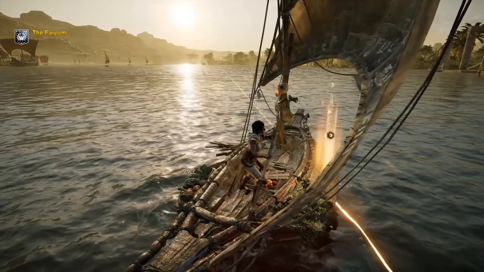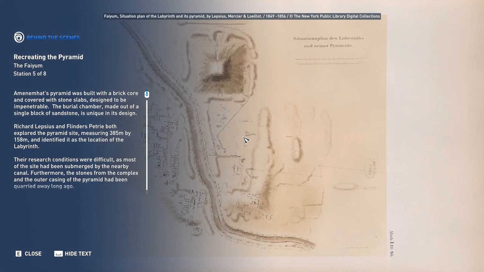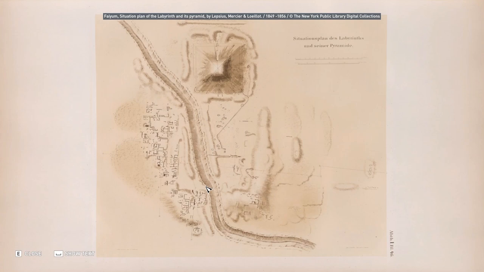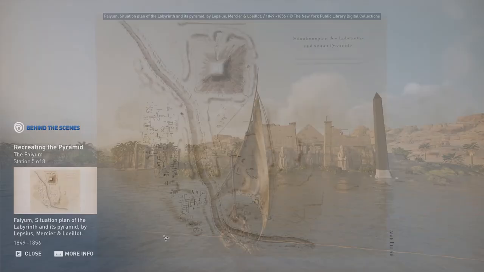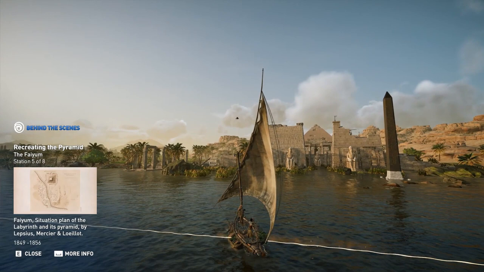Amenemhat's pyramid was built with a brick core and covered with stone slabs designed to be impenetrable. The burial chamber, made out of a single block of sandstone, is unique in its design. Richard Lepsius and Flinders Petrie both explored the pyramid site, measuring 385 meters by 158 meters, and identified it as the location of the labyrinth.